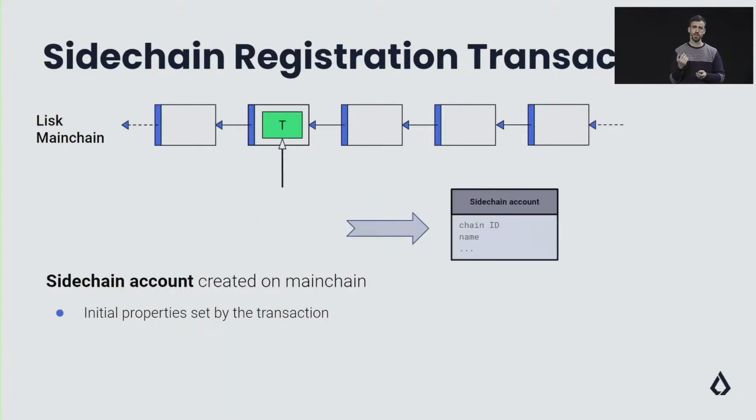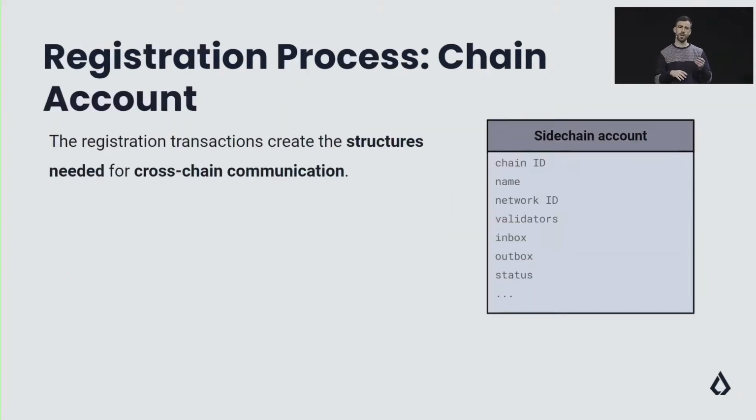When this transaction is processed, we have the sidechain account created on the Lisk main chain, on the state of the Lisk main chain. This sidechain account is a complex structure, with a lot of properties. I am not going to cover all of them in this talk, but the first important point for this sidechain account is that it is providing the Lisk main chain with the necessary structures, and logic around those structures, for the actual proper cross-chain communication to happen between the Lisk main chain and the sidechain. So that's the main idea included in this sidechain account.